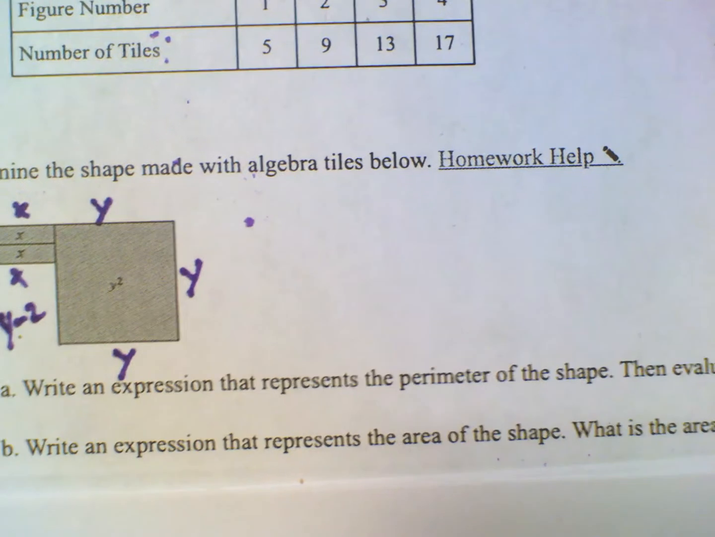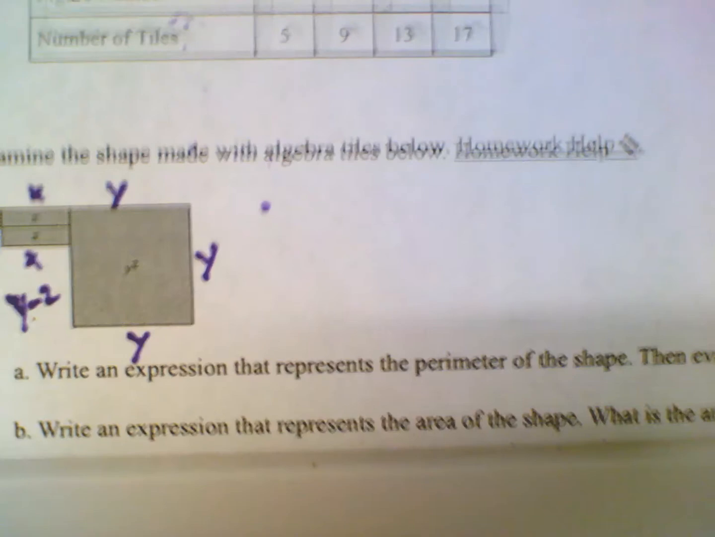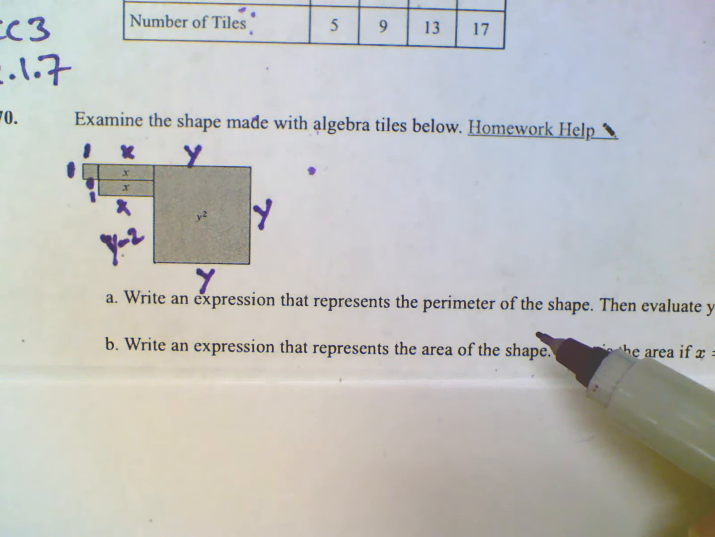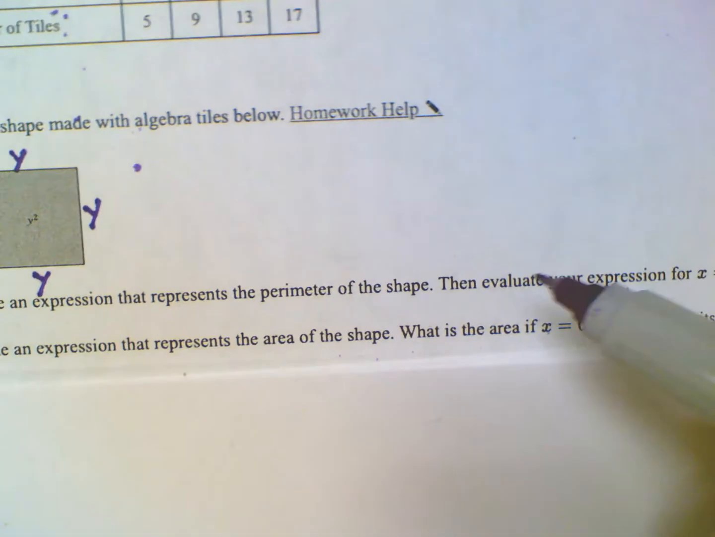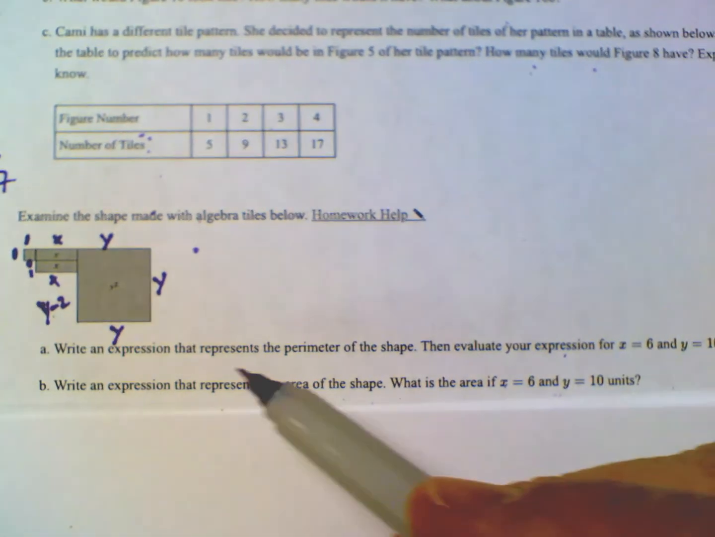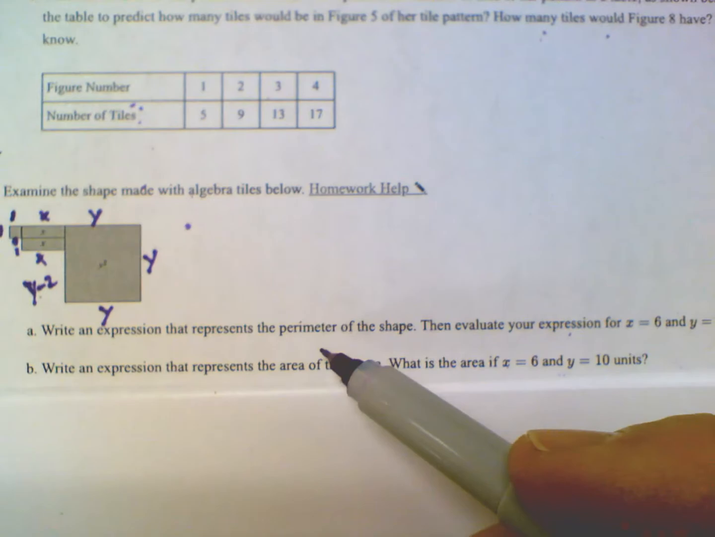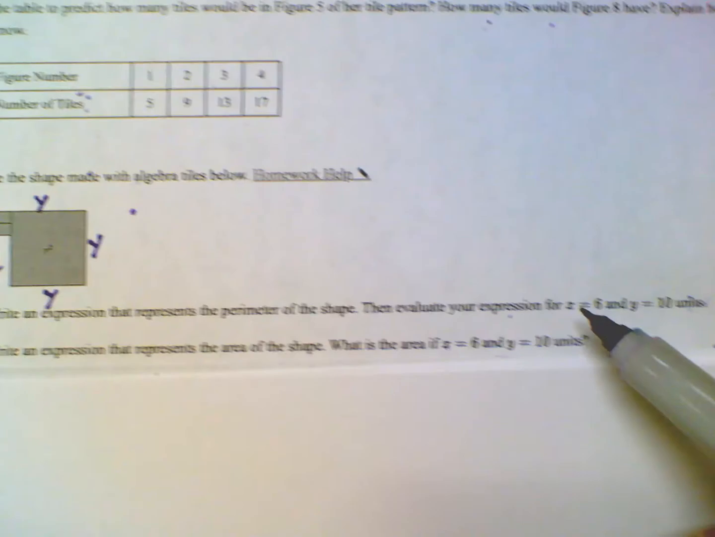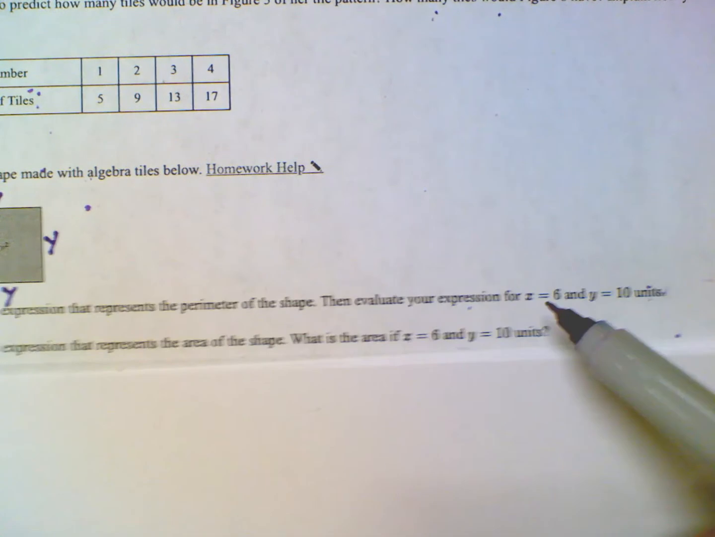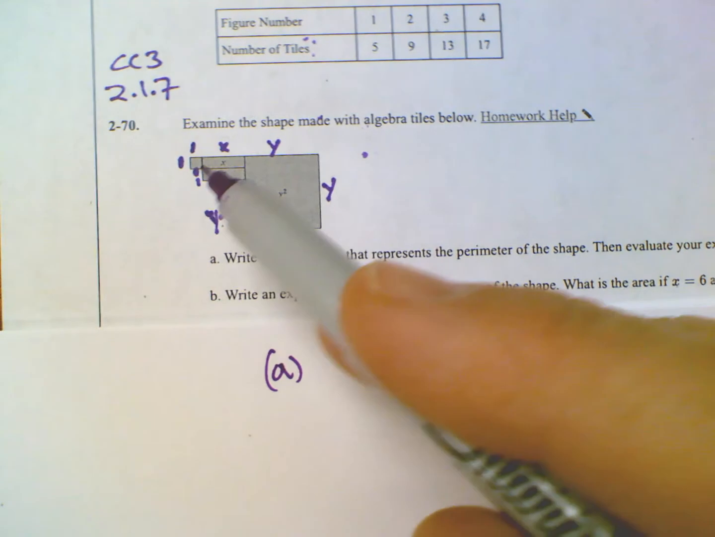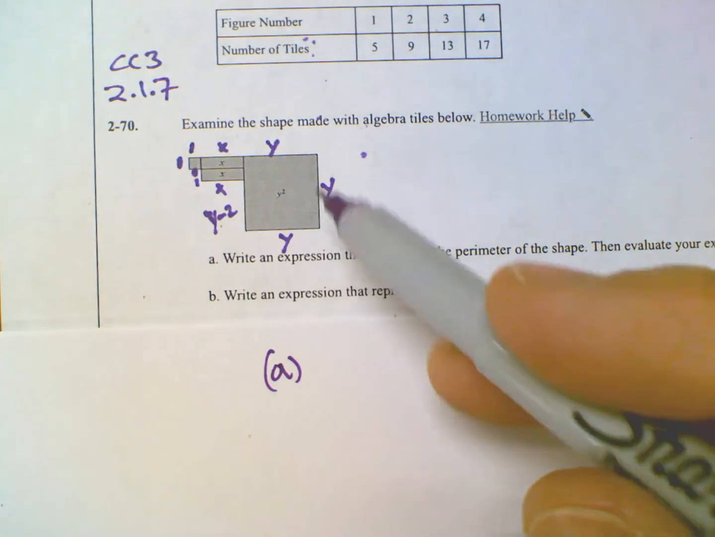So it asks me to write an expression, right? Write an expression that represents the perimeter of the shape. All right. And then there's a part B of that. There's 2 parts of the A. Write an expression that represents the perimeter of the shape, which we'll do. But then it asks me to evaluate your expression given these 2 values. So the first part of A is the expression. So I'm just going to write it as is so we can get the whole thing.